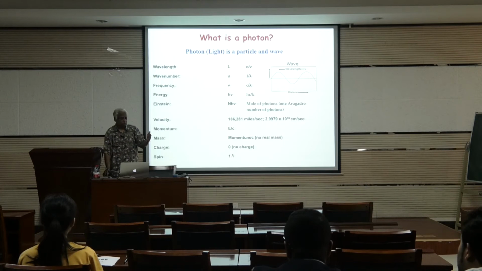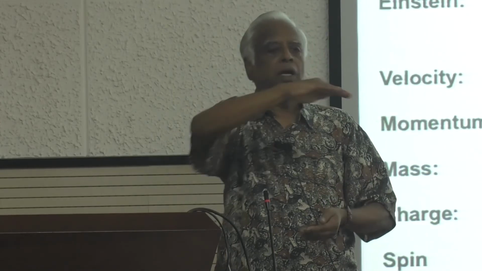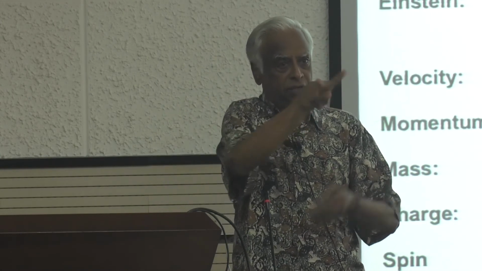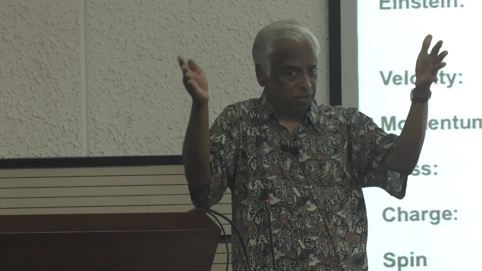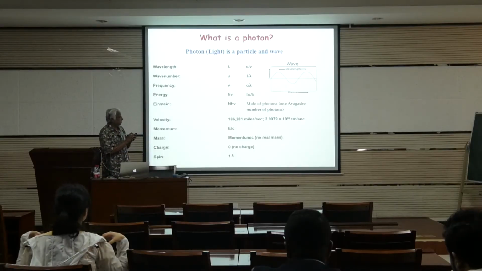Wavelength is the one I told you. If there is a wave going through, then the distance between the peaks is called the wavelength. So it can be like this, or it can be like this. Then it will be a shorter wavelength. If it is like this, it is another wavelength. So you can measure the distance, and that is called wavelength.